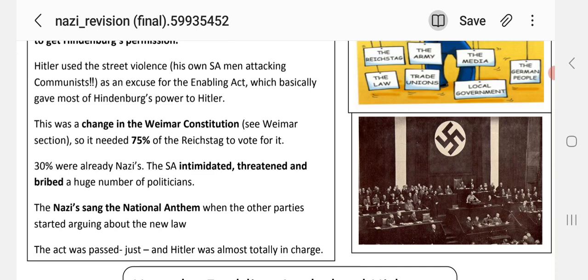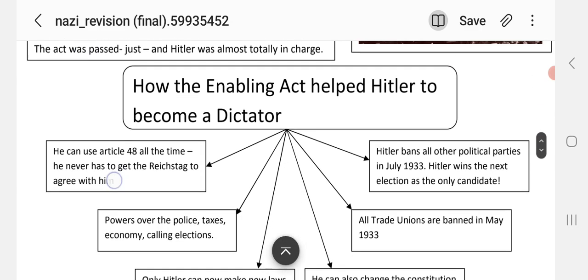This was a change in the Weimar Constitution, so it needed 75% of the Reichstag to vote for it. 30% were already Nazis. The SA intimidated, threatened, and bribed a huge number of politicians. The Nazis sang the national anthem when the other parties started arguing about the new law. The act was passed, and Hitler was almost totally in charge.